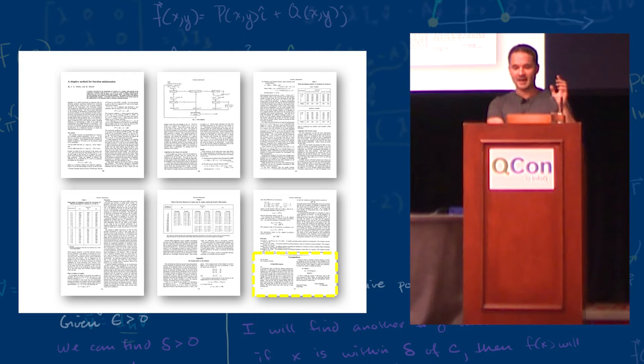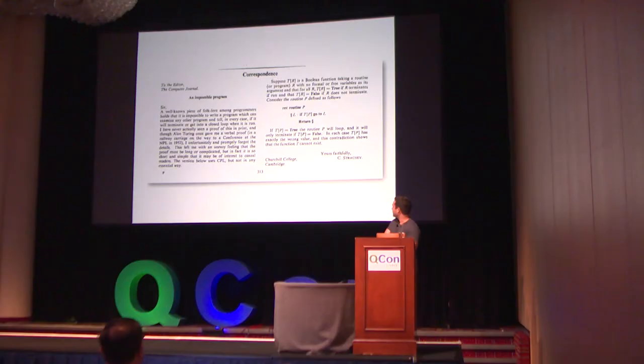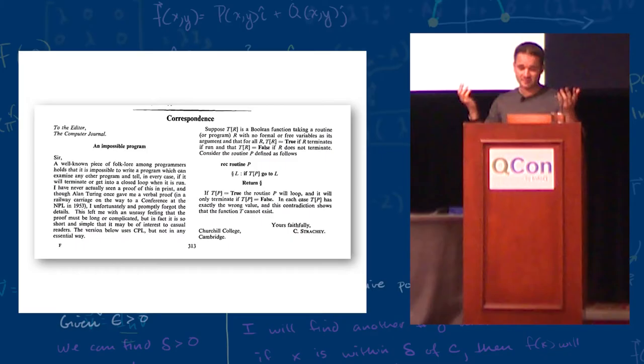And I was reading this paper, and I got to the end, and I saw this part, which was a letter to the editor called An Impossible Program. And it was by this guy, Christopher Strachey, who is a really influential computer scientist, did a ton of things. He's the guy who coined the term currying. He didn't invent currying, but he coined the term. He was a total badass. He was also gay and was persecuted a bit for that, and it's similar to Alan Turing, and they were actually contemporaries. And it's a sad story.